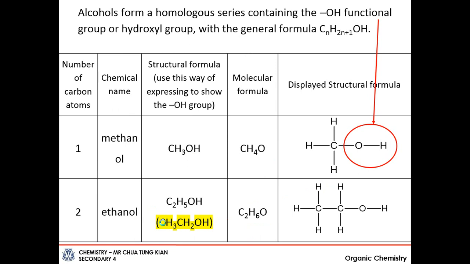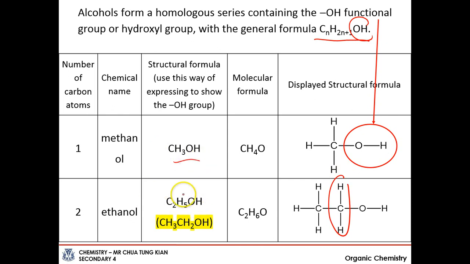Like alkanes and alkenes, alcohols also form a homologous series, and the general formula is CnH2n+1OH, with the hydroxyl functional group. Every subsequent molecule increases by a CH2 in the homologous series.